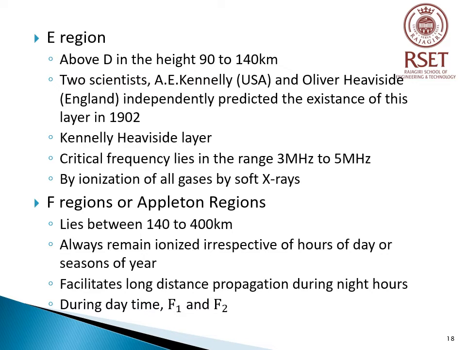And next, about F region or Appleton region. The region of ionosphere lying between 140 kilometers to 400 kilometers from Earth's surface is called F region or F layer, and its average height is around 270 kilometers. It is the uppermost ionized region and is the only region which always remains ionized irrespective of hours of day or seasons of year.